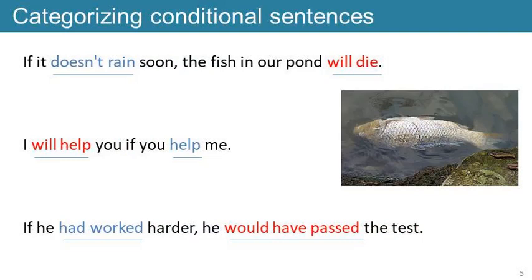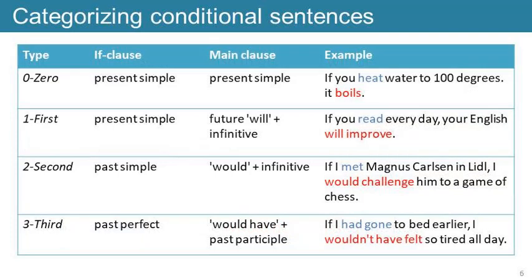In English language teaching, conditional sentences are often categorized according to the combination of verb forms in the two clauses. Here are the sentences from the previous slide again. Remember that the verb forms are as follows: red in the main clause and blue in the if clause. The most common combinations of verb forms are shown here in the four types. These are usually called the zero conditional, the first conditional or conditional 1, the second conditional or conditional 2, and the third conditional or conditional 3.